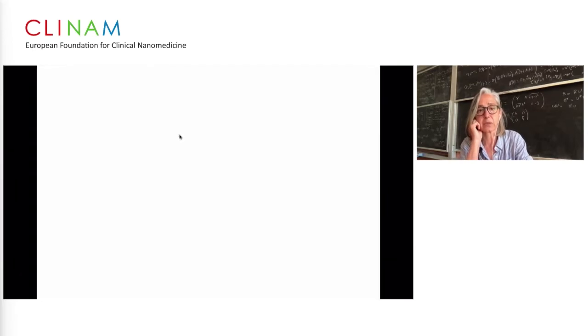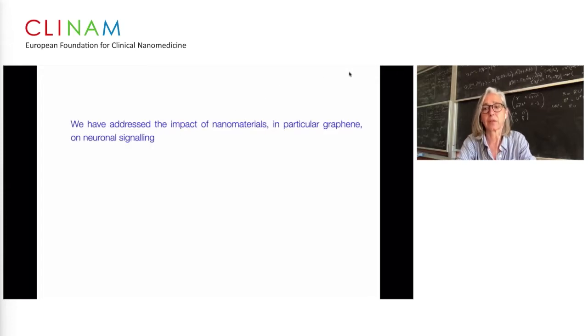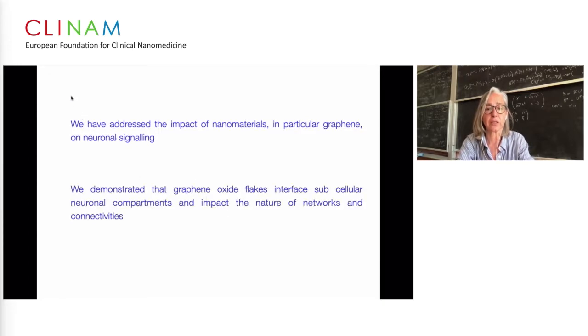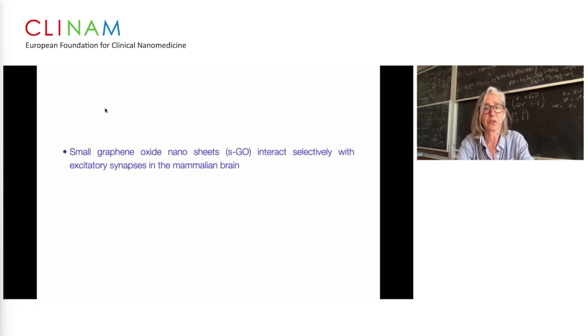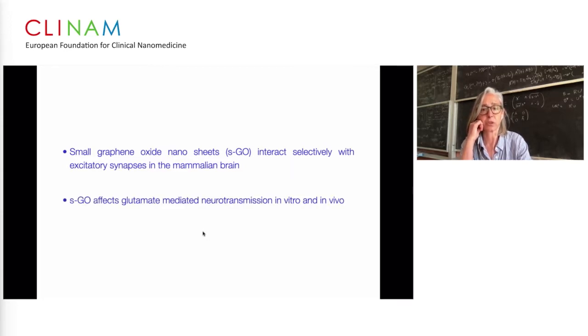Now, what we have done has been to address the impact of nanomaterials, and in particular of graphene in this case, on neuronal signaling. And we were the first to demonstrate that graphene oxide flakes are able to interface subcellular neuronal compartments and thus can modulate and impact the nature of connectivities and therefore of neuronal networks. I will describe here how small graphene oxide nanosheets, which will be abbreviated from now on as SGO, interact selectively with excitatory synapses in the mammalian brain, so with a specific category of synapses. And this modulation of glutamatergic-mediated neurotransmission, that is excitatory transmission, can be translated from in vitro to in vivo settings.